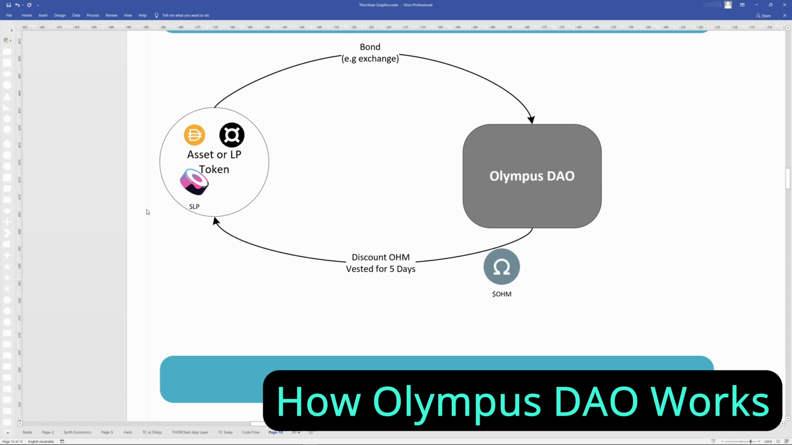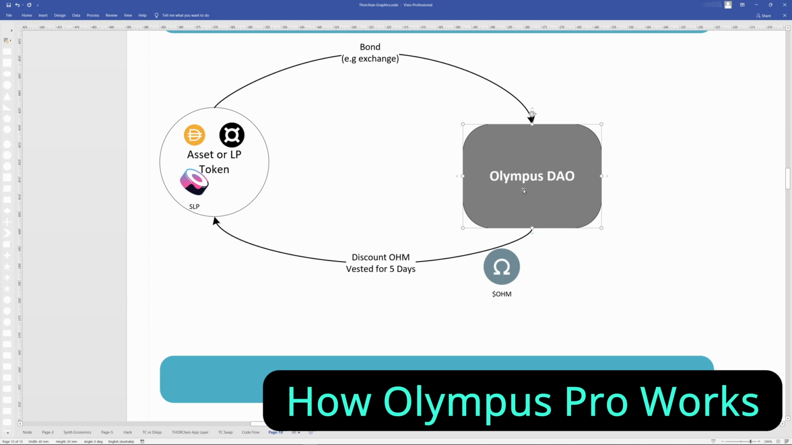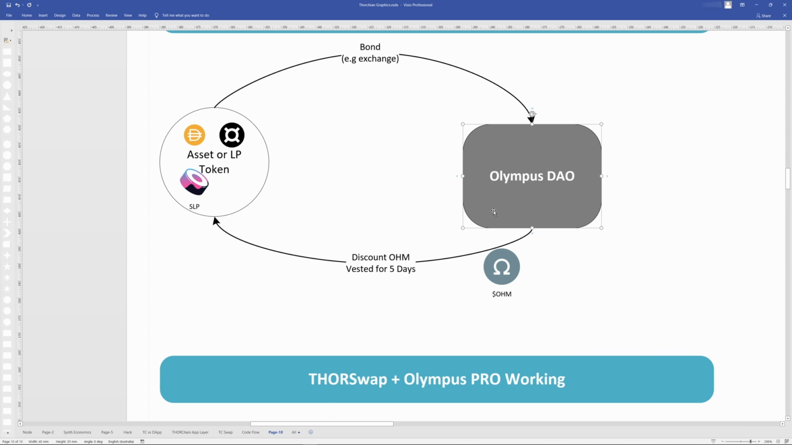Olympus DAO works by exchanging or bonding assets like DAI, Frax, Sushi token, whatever, in exchange for Olympus's native token, OHM. This OHM is given at a discount to market price, invested or locked up for 5 days, so you can't sell it straight away. So here you're bonding an asset for a discounted price with a time condition. Olympus DAO then gets to keep the assets that you've bonded in, hence Olympus has protocol-owned liquidity. Olympus Pro takes this a step further by allowing protocols like THORSwap to do the same thing, but they can issue their own token and keep the liquidity bonded.